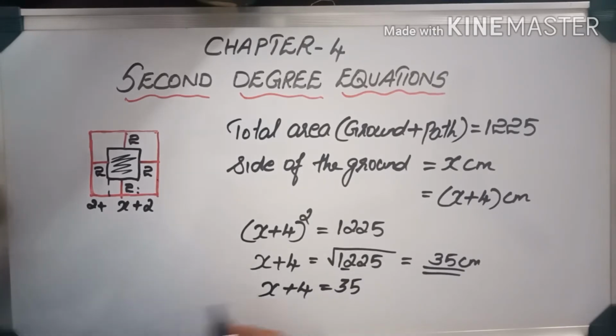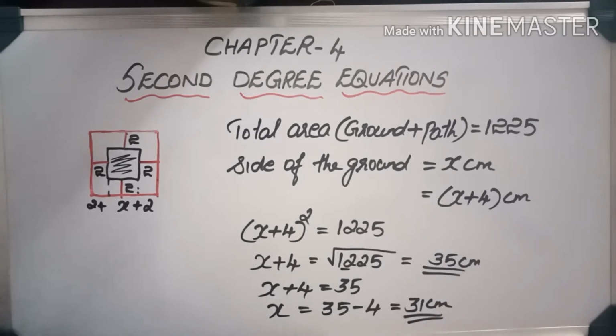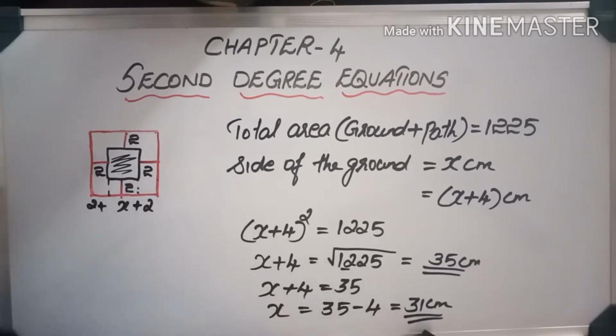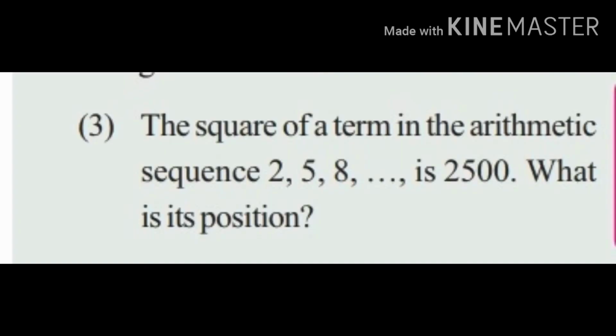We need to find what? x we need to find. So x will be equal to what? 35, plus 4 here. So coming to this side, it will be minus 4. So the answer will be 31 centimeter. So 31 centimeter is the side of the ground. Okay, side of the ground is 31. When we add 2 to these sides, it will be 35. Then 35 square is what? 1225. Okay.